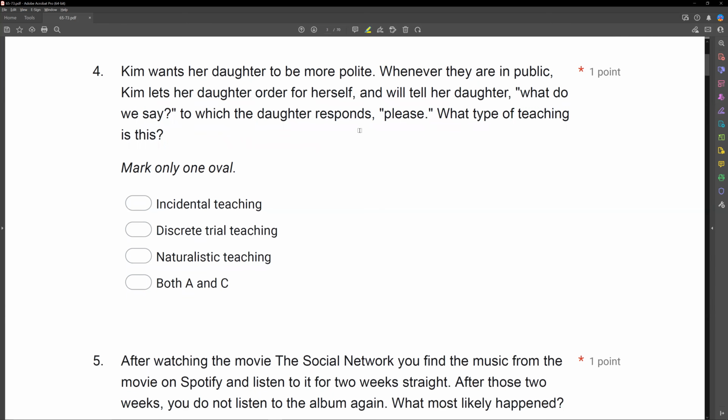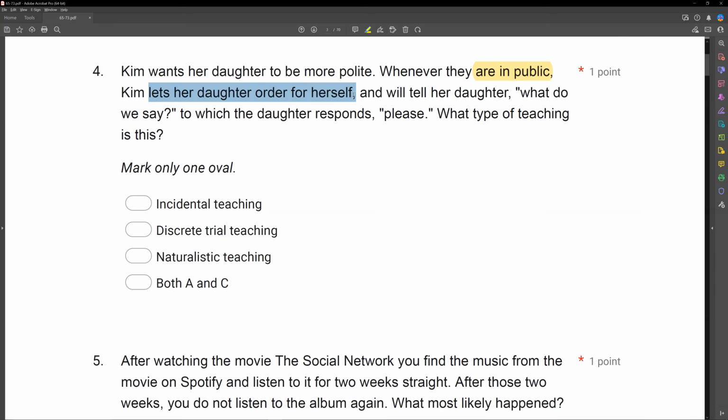Those are kind of the 2 umbrellas where everything else we do lives, right? Discrete trial is very planned, very contrived, very controlled. Naturalistic relies on the situations that occur in our environment to teach. So when you're deciding between DTT and naturalistic, you have to ask yourself, what is occurring prior to the teaching, right? In this case, they're in public.